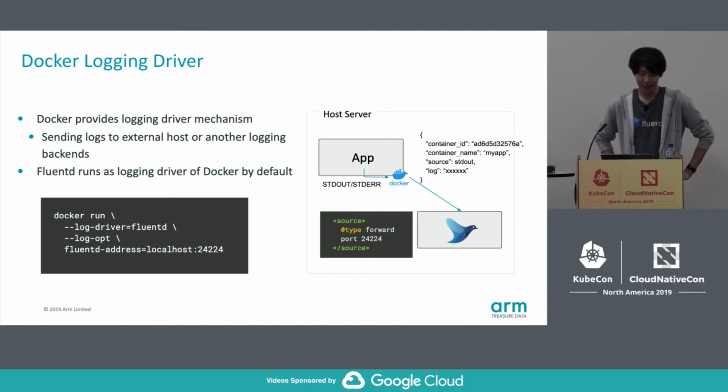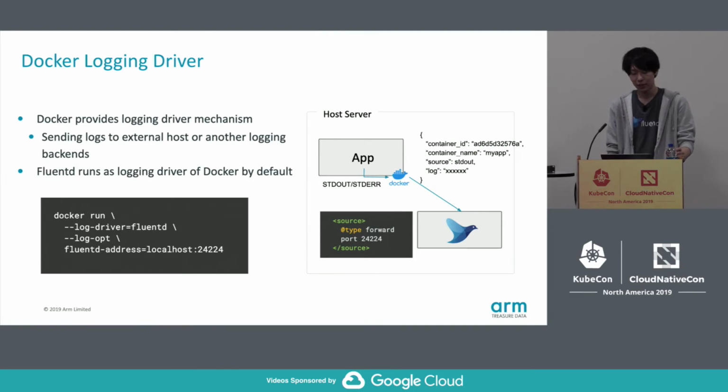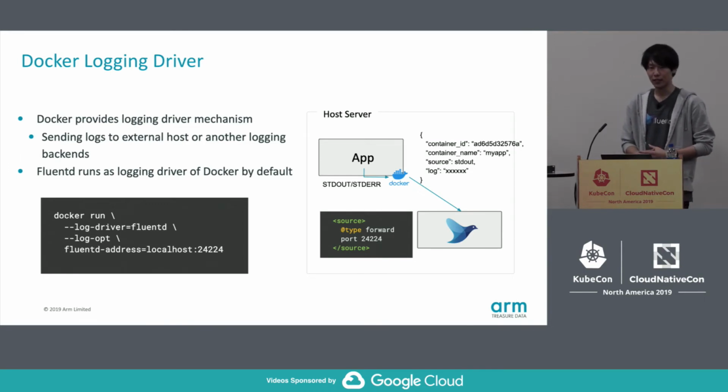Docker provides a logging driver mechanism which sends logs to an external host or other logging services. Docker supports a fluentd logging driver by default. This logging driver sends container logs to Fluentd as structured log data. This logging driver captures container output to stdout and stderr and sends data to Fluentd with container ID and container name. And although this approach can't be used in Kubernetes, it is useful for a simple Docker environment.